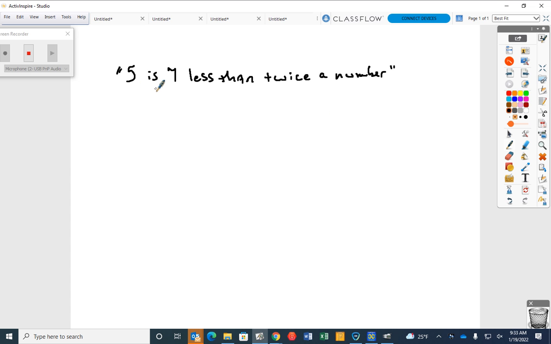So what does that mean? My answer equals what? 5. Okay, so I've taken care of this. Now, 7 less than twice the number. Do you think that's 7 minus 2x, or do you think that is 2x minus 7? Well, what does that say? 7 less than a number. Minus 7. I would agree.